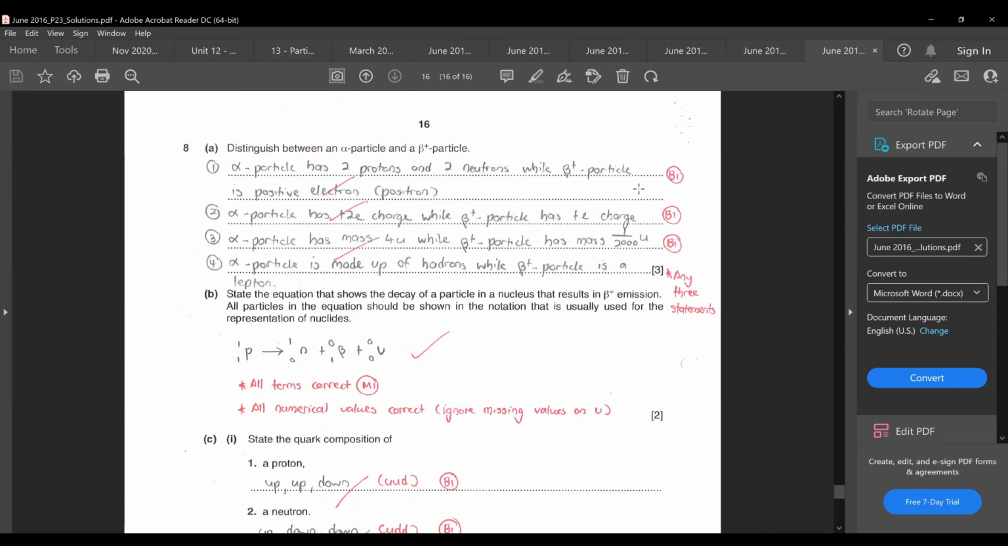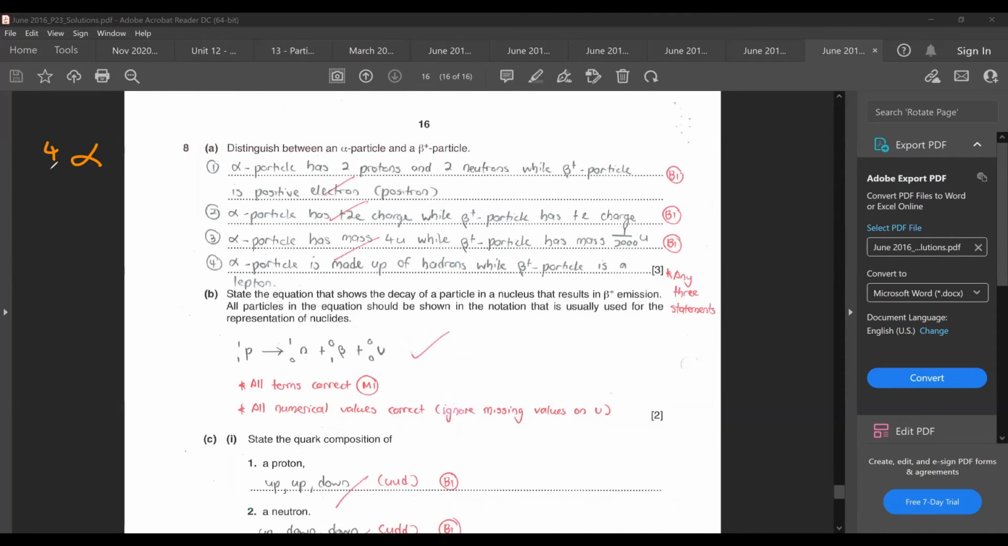Now alpha particle is this one, alpha 4 2. So this one has 2 protons, 2 neutrons. The charge of your alpha particle is going to be plus 2e. The mass of your alpha particle is going to be 4u.